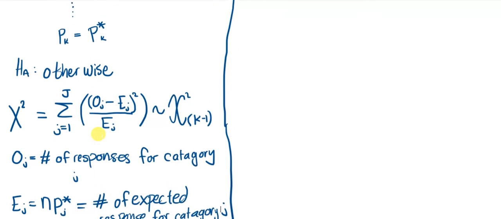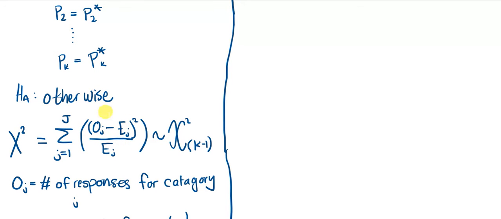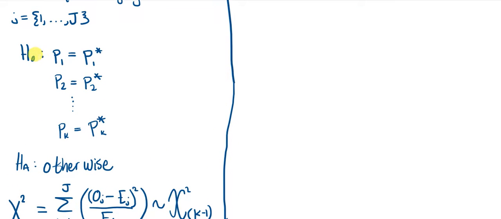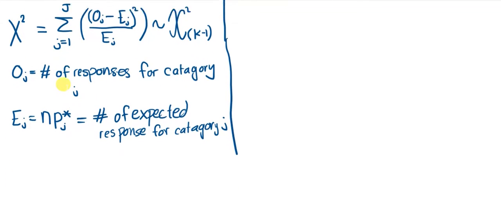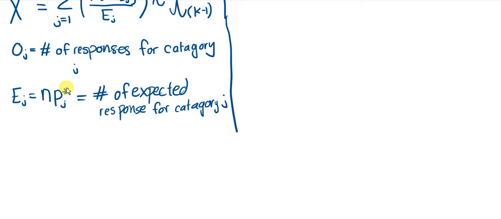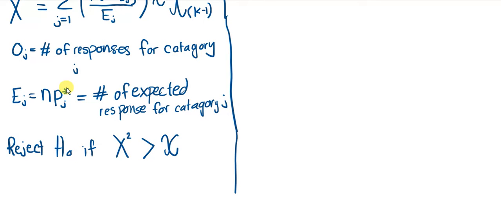So it's pretty typical that Ej is going to be the same for all of them because it's really typical that our null hypothesis is that all these probabilities are equal to each other. That's a pretty typical setup in a chi-squared one sample test. Not the only setup, but it works. And then we would reject H0 if X squared, our test statistic, is larger than some chi-square value, K minus 1, at level alpha.